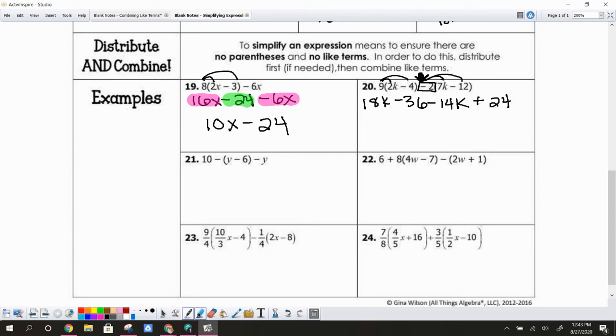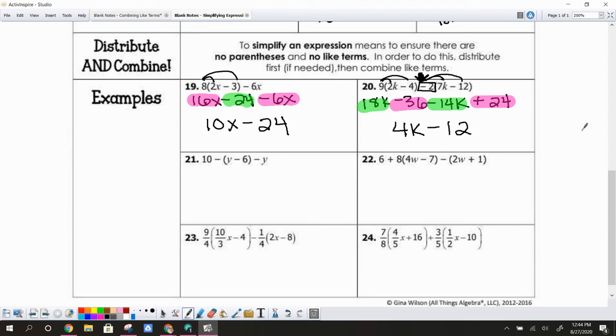And now I can go ahead and combine my like terms. 18k, negative 14k, negative 36, and a positive 24. So I can combine my like terms. 18 minus 14, that's going to be 4k. And then negative 36 plus 24 is a negative 12.